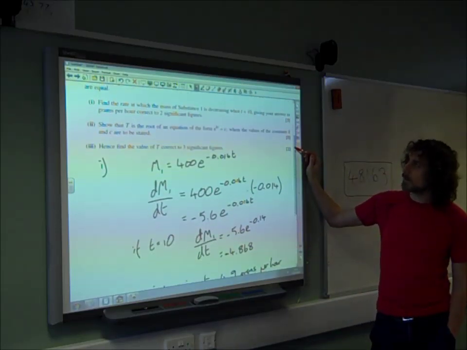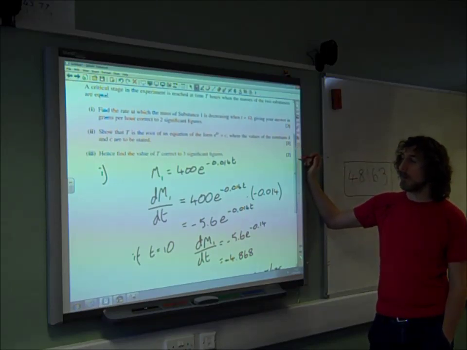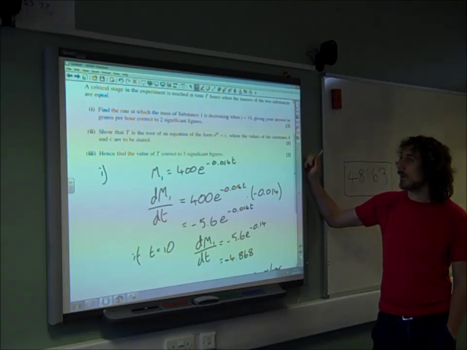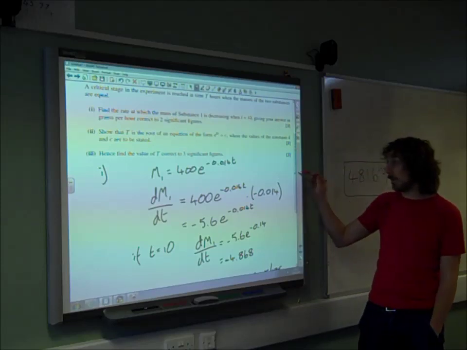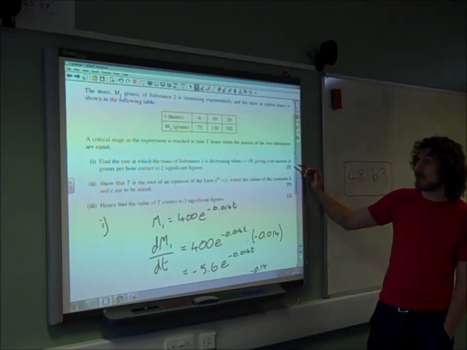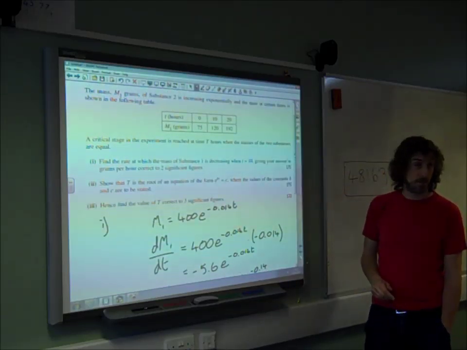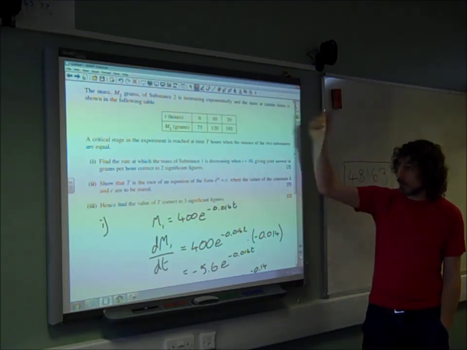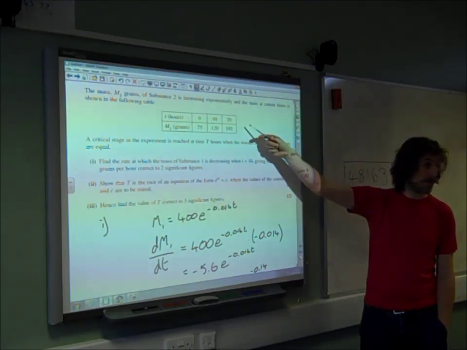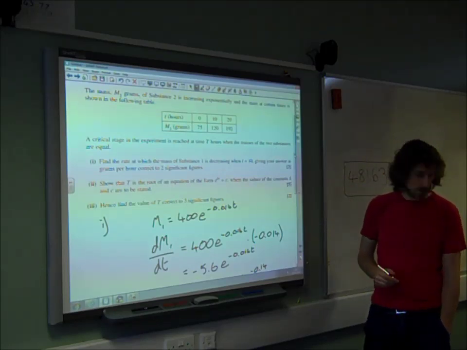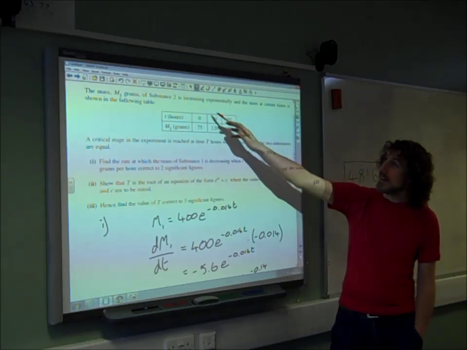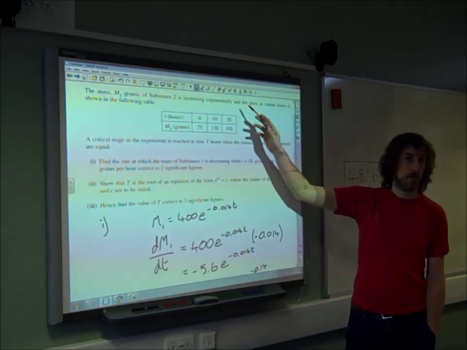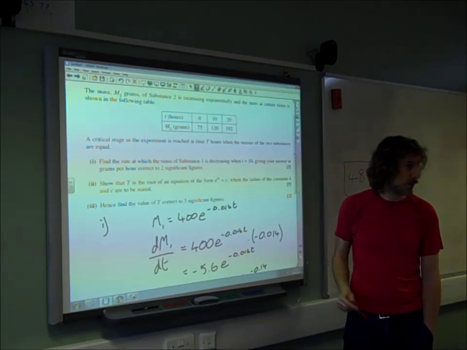Part 2. Show that T is the root of an equation of the form e to the kt equals c, where the values of the constants k and c are to be stated. Well, remember, what was T all about? T was the point at which the masses of the two substances were equal. Well, we haven't got an equation for this one, so we're going to need to find an equation for that one. What we've got here is that it's increasing exponentially. So we need to know it fits this exponential growth.